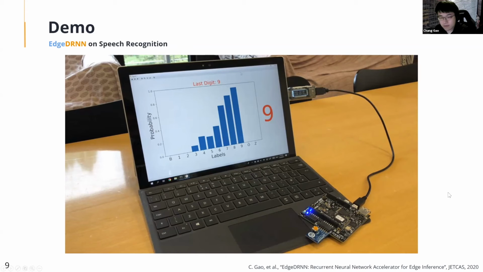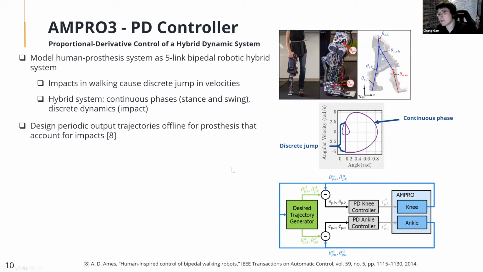So we want to further explore the use cases of this type of accelerator. That's why we reached out to a group from Caltech, and we collaborated on a project to use the accelerator to control a prosthesis called MPRO. Originally, the MPRO was controlled by a PD controller. The controller models the human-prosthesis system as a 5-link bipedal robotic hybrid system.